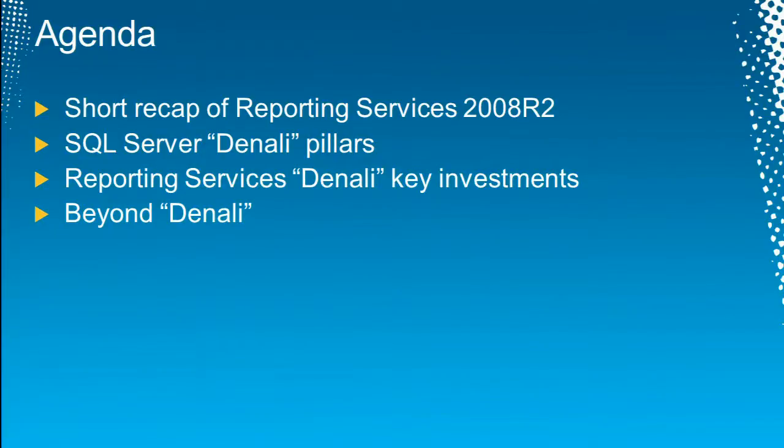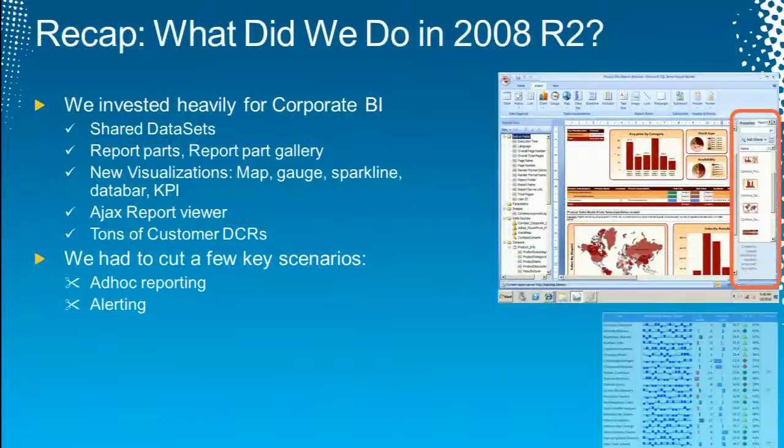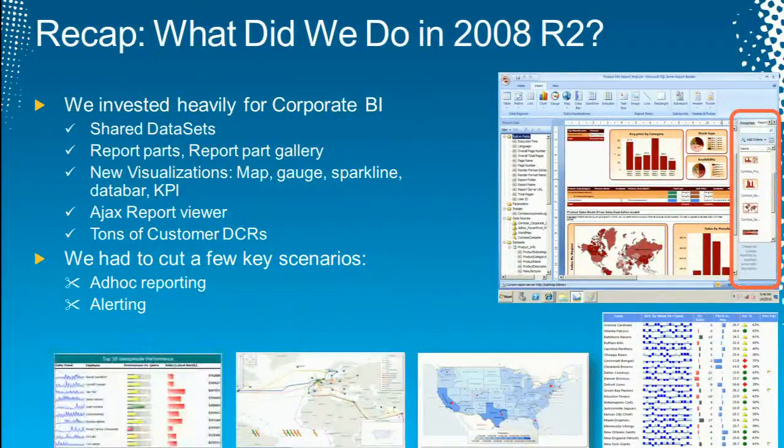And then we'll talk about Denali, some of the pillars for SQL Server overall. And we'll talk about Reporting Services key investments. There are 3 of them specifically. And there are a couple of other secondary investments we've also made. And then we'll look beyond Denali at some of the additional work that we're doing in the cloud and for the developer experience at the end. And I promise you there'll be a couple of demos too, so you won't be looking at slides the whole time. All right, so what did we do in 2008 R2?